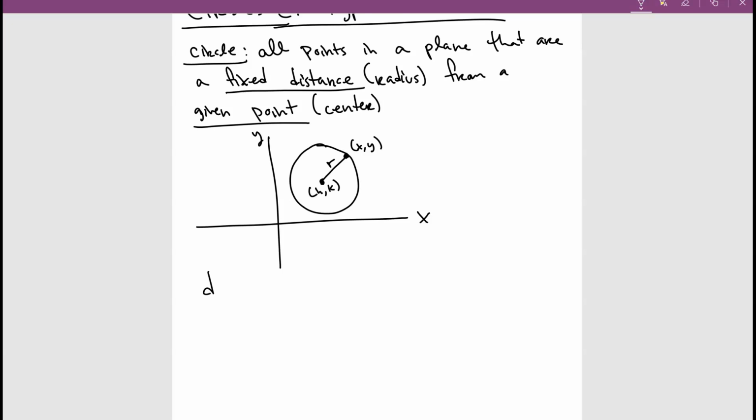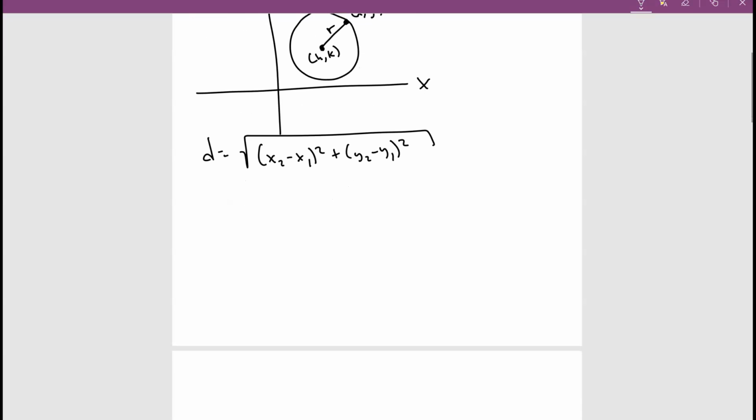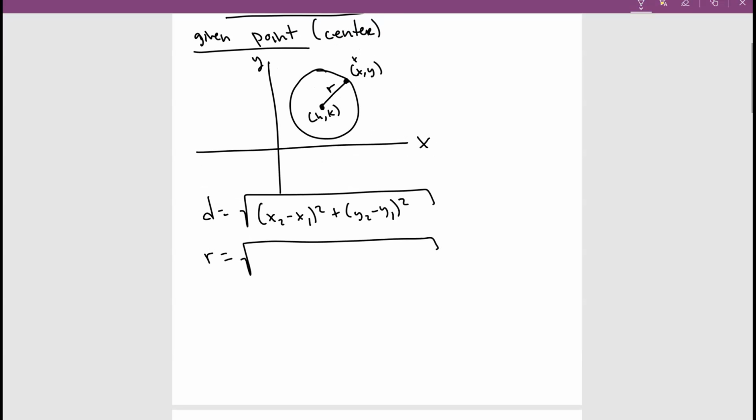We know that the distance is equal to the square root of x2 minus x1 squared plus y2 minus y1 squared. Now, this distance, we know that's r. Let's say this is going to be our x2, y2, and this is going to be our x1, y1. So this is going to be the square root of x minus h whole quantity squared plus y minus k whole quantity squared.